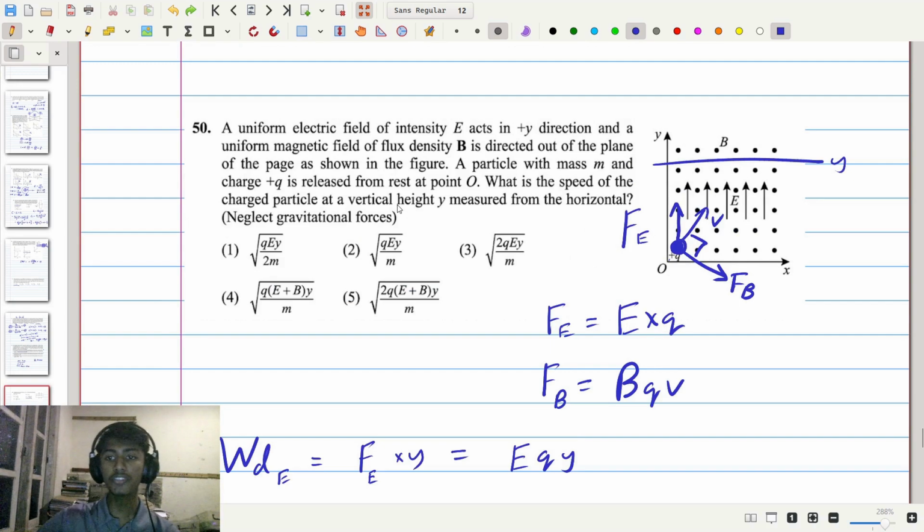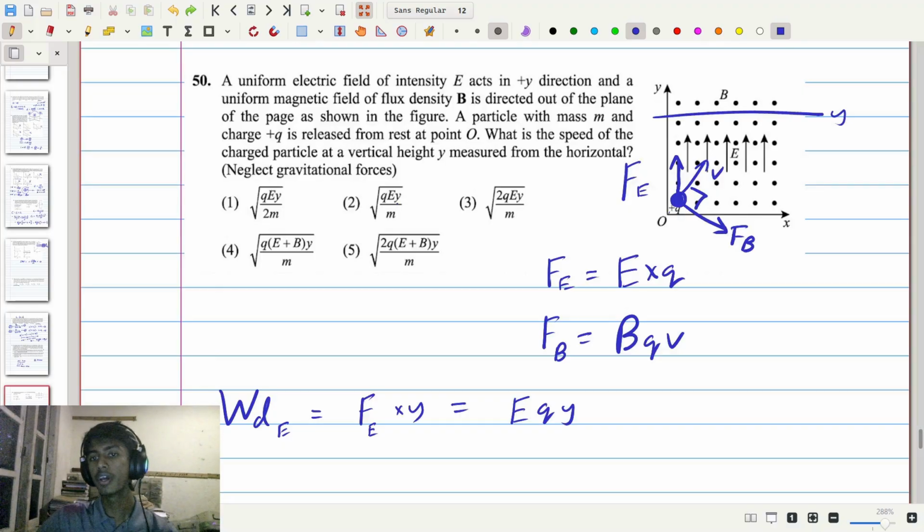Now, similarly, if we consider the work done by FB, we can see something interesting. As the particle moves, the force FB will always be perpendicular to the direction of motion. If we consider a small delta time, within that small delta time, as the particle moves, the displacement will be in one direction like this, like S like this. However, the force will be in the perpendicular direction like this.